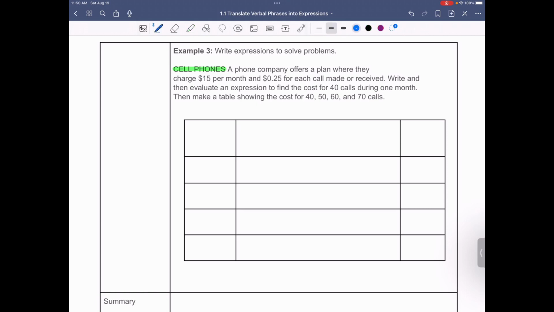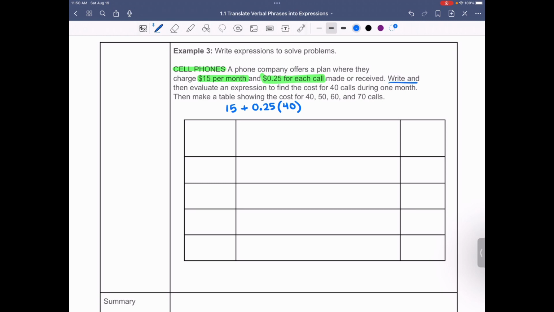Okay, so the directions, it's kind of a lot, so I'm going to break it down. They charge $15 per month and 25 cents for each call made or received. And then the directions say to write and then evaluate an expression to find the cost for 40 calls during 1 month. Okay, so the expression would be $15 plus 25 cents for each call, but there are going to be 40 calls, so we have to multiply, and I'm going to show that as a parenthesis. Okay, that was the first set of directions.